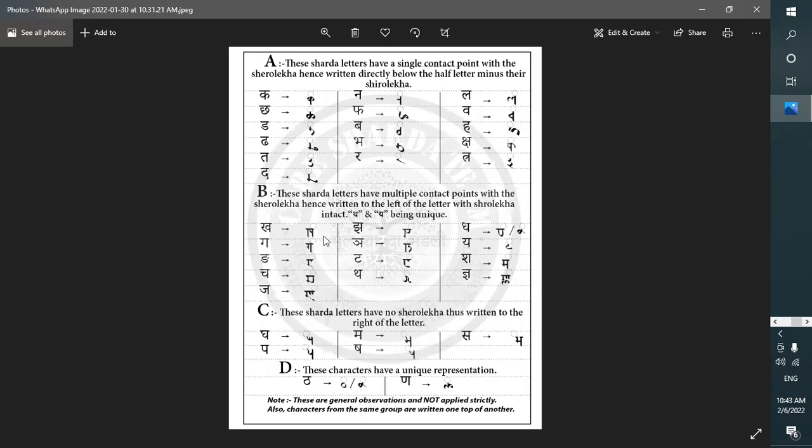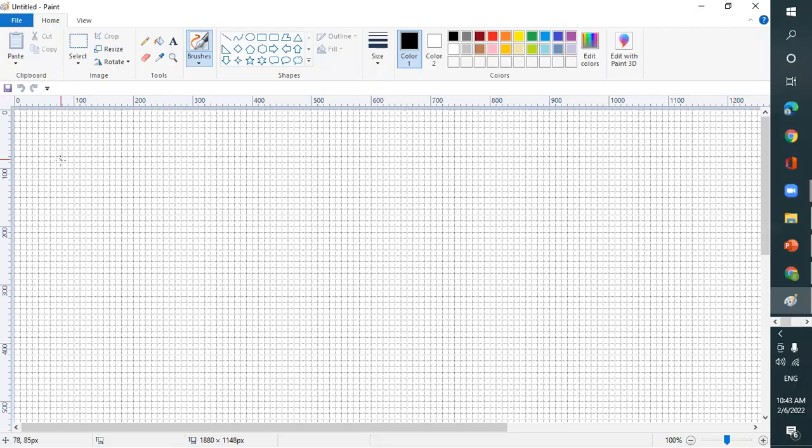Towards left, and then with shirorekha intact. Now, how does that mean? Let us try that. Okay.